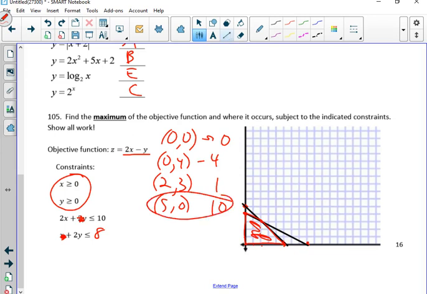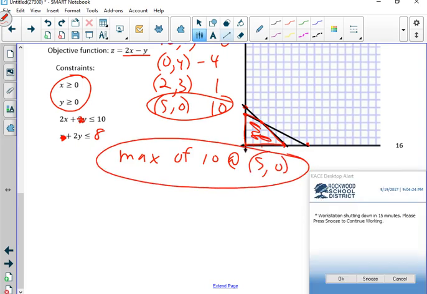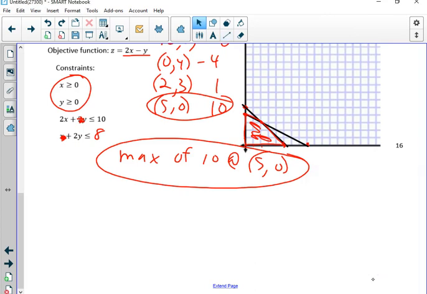That's your maximum. But remember, max of 10 at 5, 0. That's how you should write out your answer. That's it.